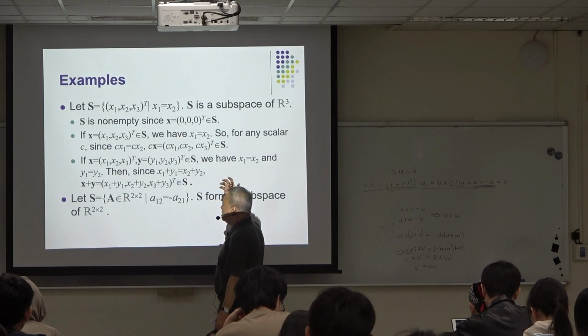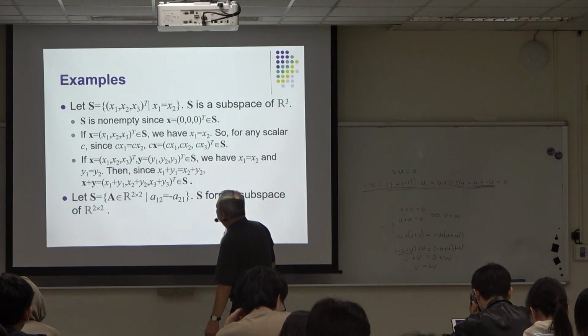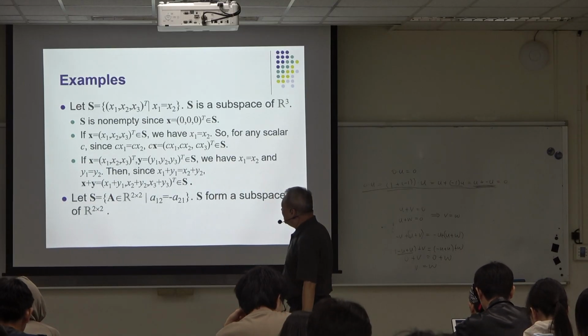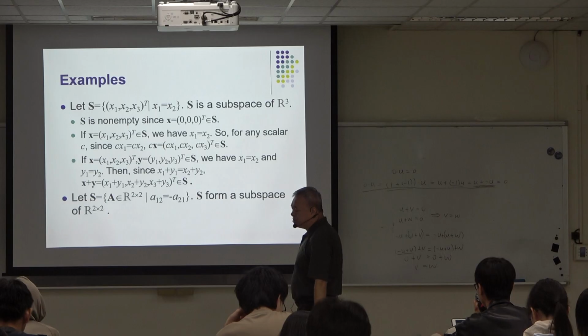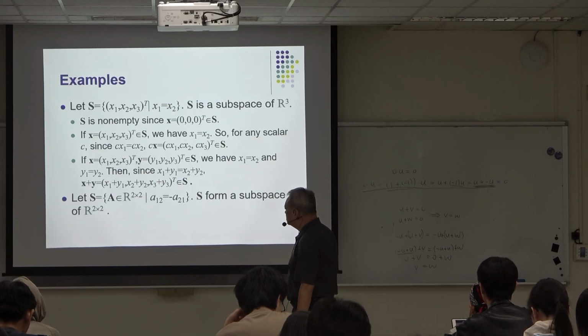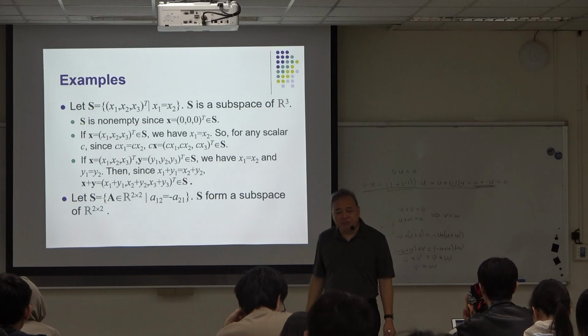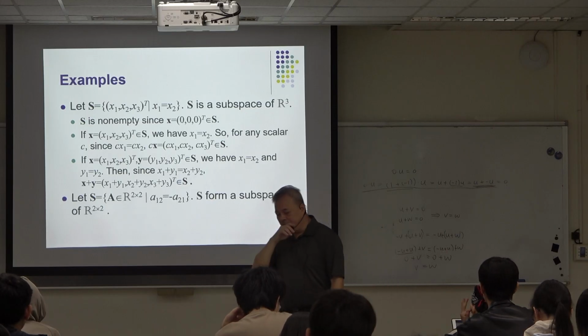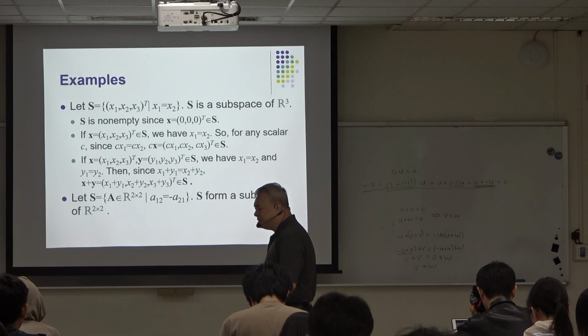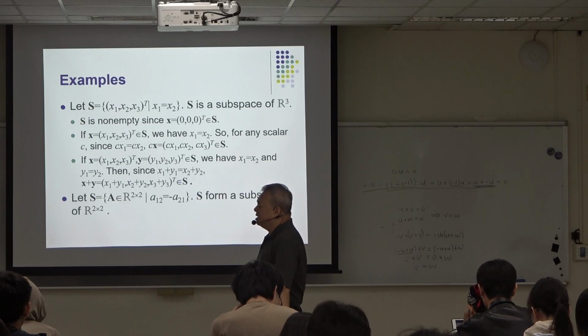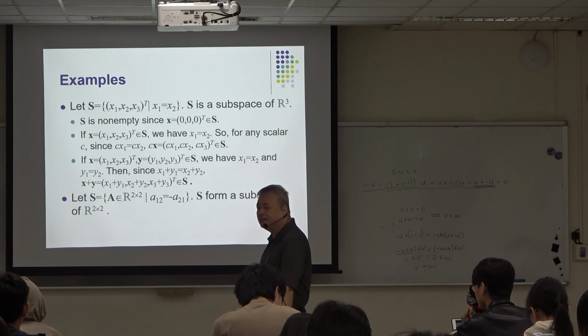So we know S is a subspace of R3. And it is also a proper subspace of R3, because there are obviously some vectors that are in R3 but not in S, right?